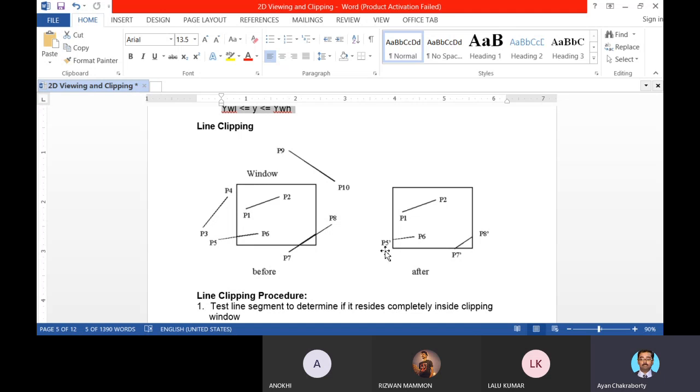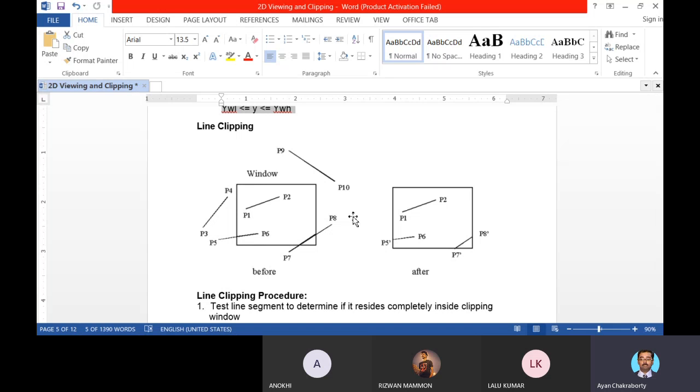So what Anokhi has said is that using the coordinate values of the points of these straight lines, we can find out which are the intersection points. One is here and another is here. Only this part will be visible, or will be inside the window frame, and this part will be visible to the user.